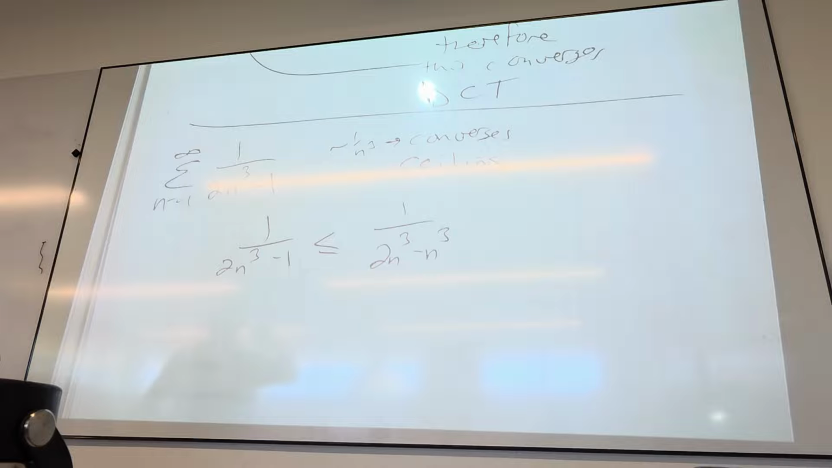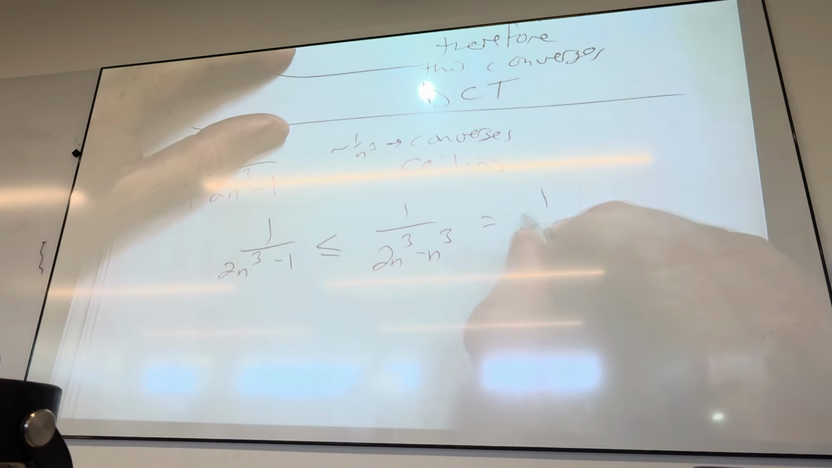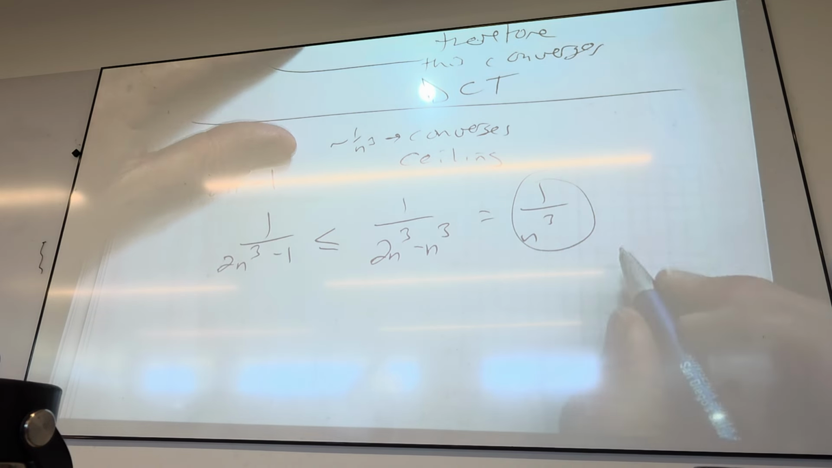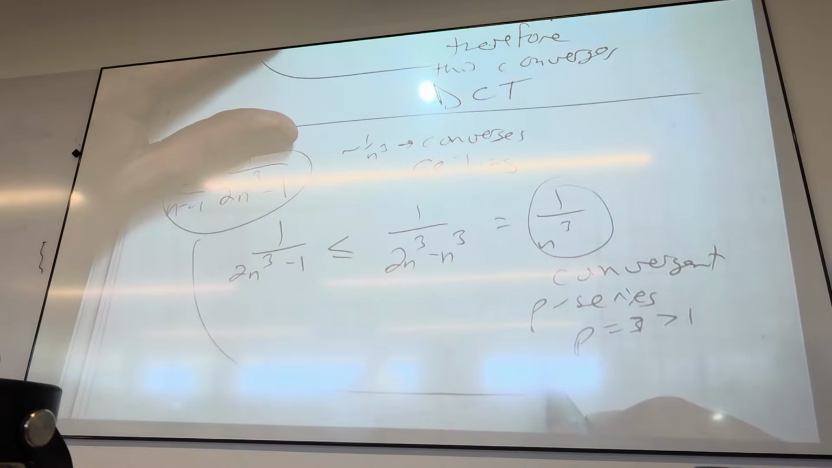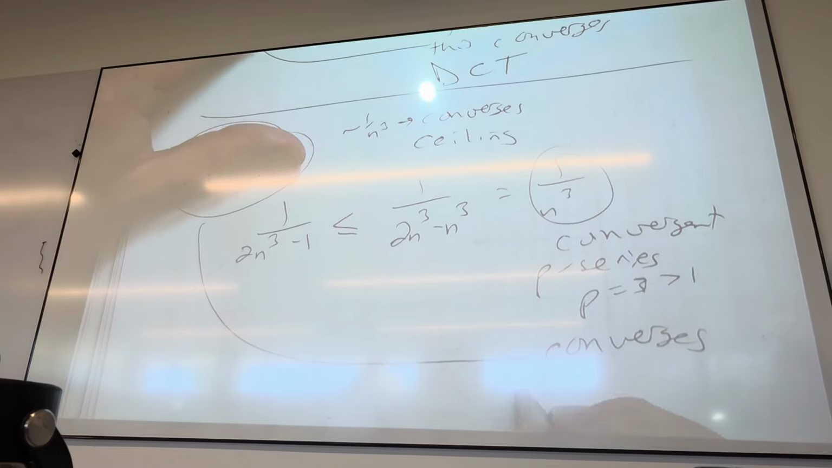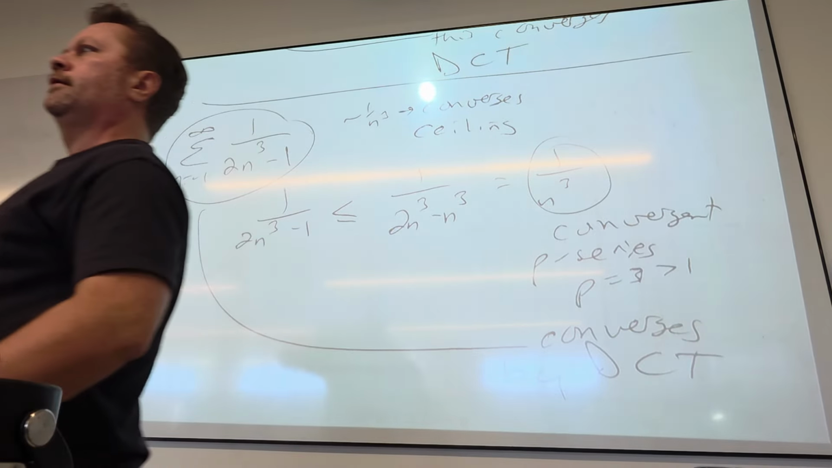The only 2 things that could possibly happen to make the inequality work is you take away the thing that you don't want there, or you replace it with like terms. Because now what does this become? 1 over n cubed. And what does this do? Converges. Why? A p-series. Convergent p-series, p equals 3, greater than 1. And therefore, what does this do? Converges by DCT, direct comparison test.